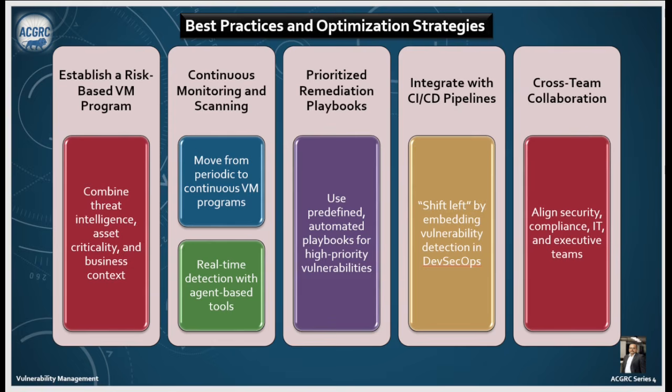Communicate with the business in their language. Translate security issues into business risk for leadership and other teams. Use a dashboard, heat map, or risk score that shows impact in simple terms. Example, instead of saying CVSS 9.8, say this issue could cause data loss for 1 million customers. That's the language the business understands.